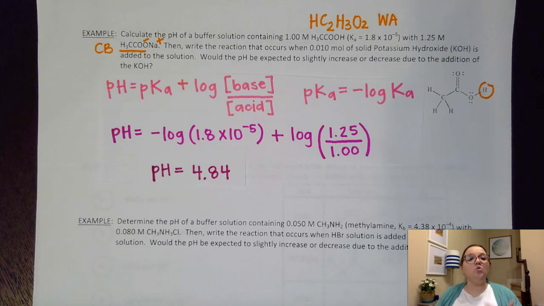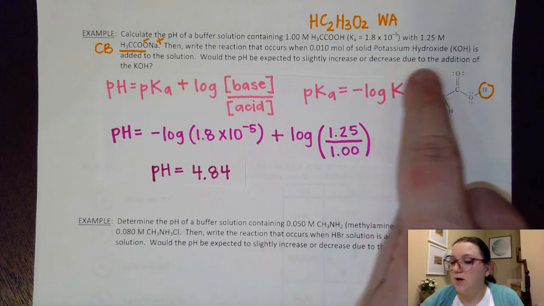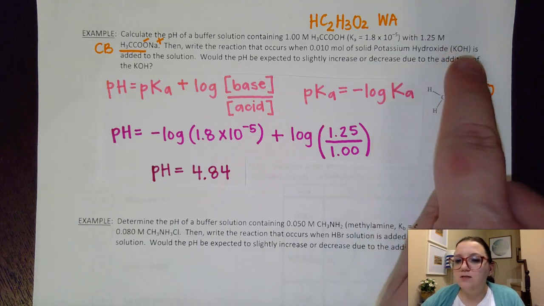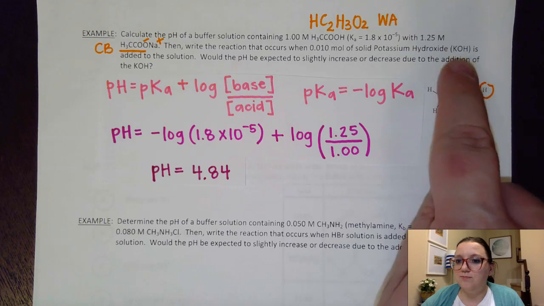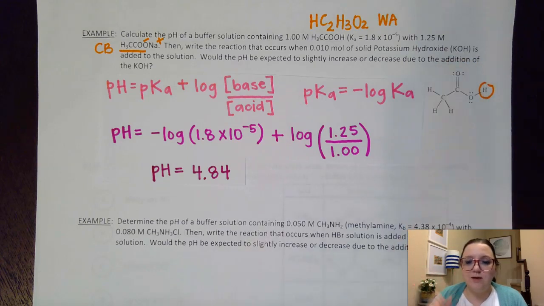Now it does ask us two other things here. It next wants us to write the reaction that occurs when 0.01 moles of solid potassium hydroxide is added to the solution. So again, that's adding a base to the solution. And then it also asks, would the pH be expected to be slightly increased or decreased due to the addition of the KOH? Well, let's think about this for a minute. Writing the reaction is exactly what we did on our previous video. If I have potassium hydroxide, think about which piece of this is going to interact with my equilibrium system. That hydroxide, right? That potassium's just a spectator ion.